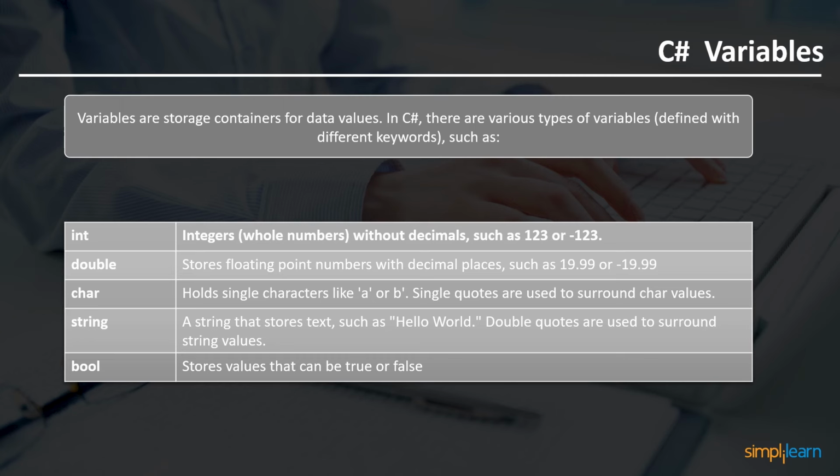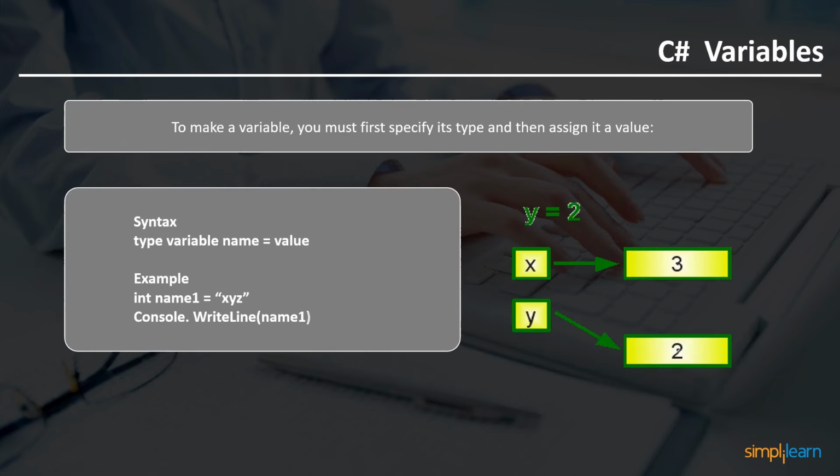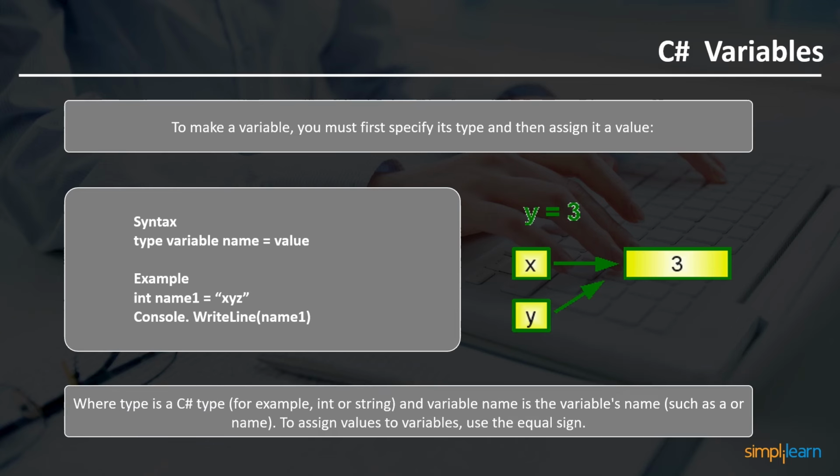Now, we will look at how to declare variables in the C# programming language. To make a variable, you must first specify its type and assign its value. The syntax for declaring variables is as follows. We have the data type, which is the data type, here in this case we are using integer. Then we have a variable name. In my case, we have a variable with the name name1, and the value we are storing inside is x, y, z. So this is exactly how you declare variables in the C# programming language.